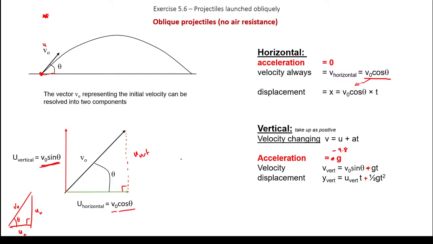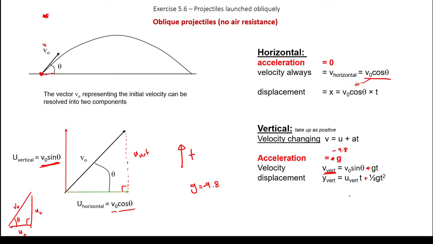Sorry, you can hear my dog running around. We're going to take up as positive. So our initial velocity is v0 sine theta in the vertical component, and then plus acceleration times time. Our acceleration in this case is purely due to gravity because we're ignoring air resistance. So gt. Now, in this case, we said positive is up, which means g equals negative 9.8, so you'd put negative 9.8 in there. But to be technically correct, these should be positive signs, and then g is negative 9.8.